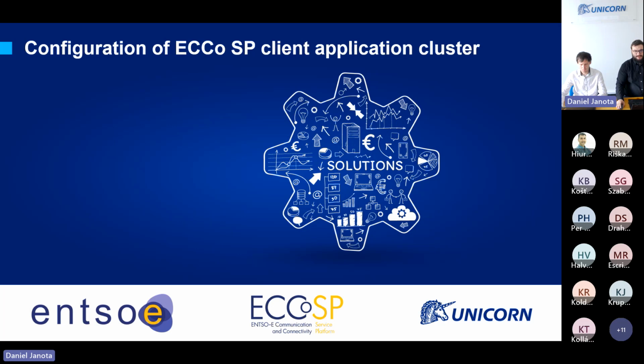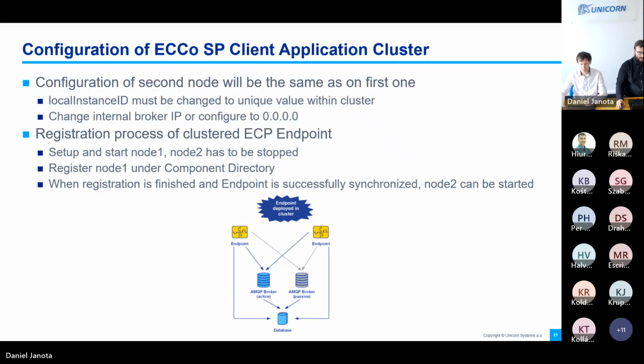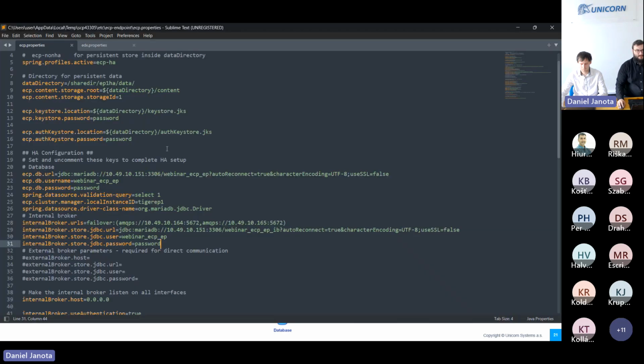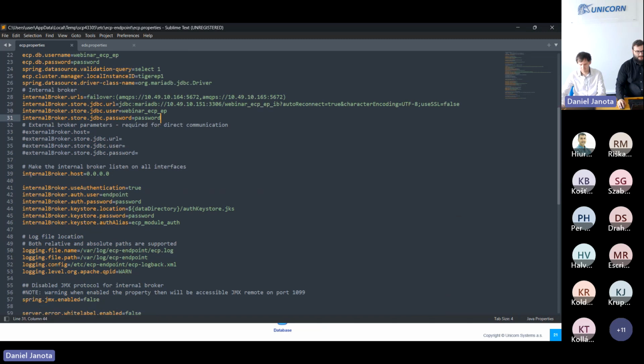So let's move to the next topic, which is the configuration of the ECP client application cluster. So the cluster itself. As I already mentioned, the configuration of the second node needs to be the same, or it's recommended to be the same, except the local instance ID, which must be unique within the cluster. And also, in case of ECP endpoint, the internal broker IP should be changed to the first node's or the server IP, so the next node is able to communicate with the first one. So we can do that as well. In this case, here we can see the internal broker host property is set to the first node.